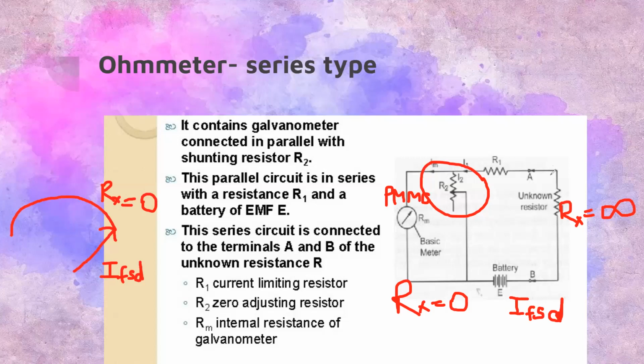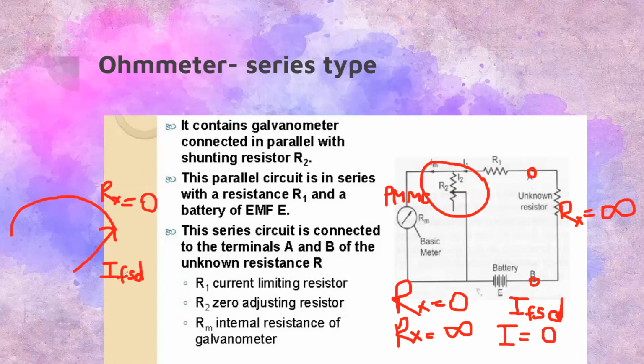That means resistance is infinity. Therefore, it is an open circuit here. A and B are open. The terminals are open. What do you think the current will be? Will the current be flowing? No. Therefore, current is zero. So when Rx is infinity, you will get zero current, that is I is equal to zero.